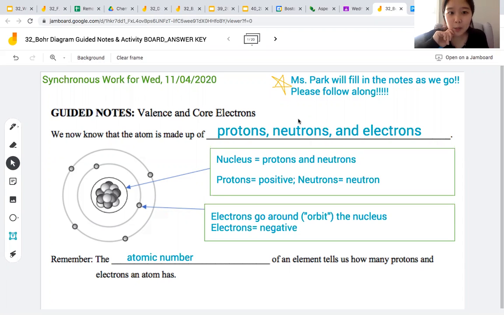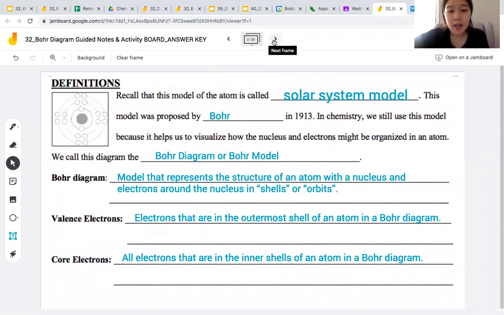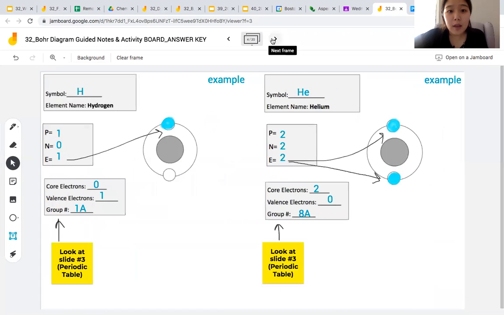Right, so in class, we took notes, or I went through notes where we reviewed where protons, neutrons, and electrons are. So on your own time, you should review these notes. And we started talking about the Bohr diagram and valence and core electrons. So I went through some examples in class, and I'm actually gonna redo some examples here in the video.